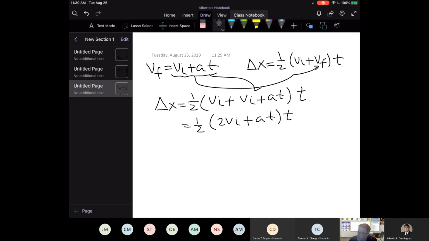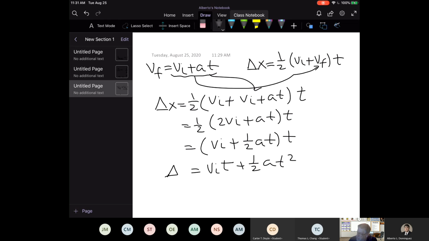And now I'm going to distribute the 1/2. 1/2 times 2VI is just VI. 1/2 times AT is 1/2 AT. And now I'm going to distribute the T from the other side. Obviously, I could have done these two multiplications in one step, but I wanted to make it absolutely clear what I was doing. VI T plus 1/2 A, and T times T is T squared.